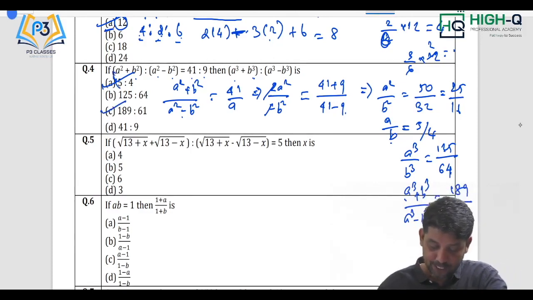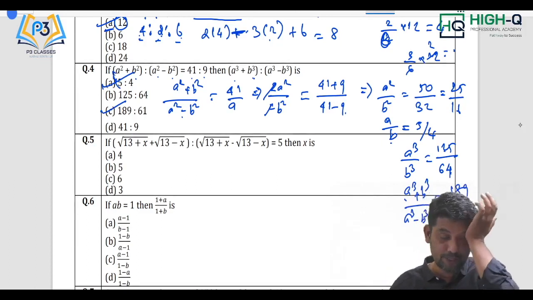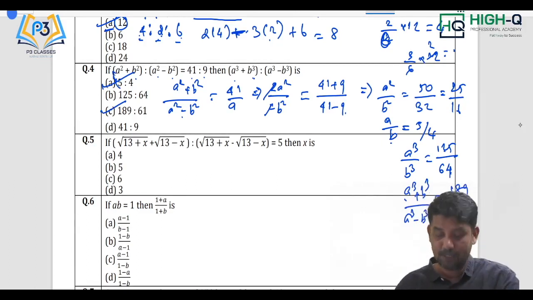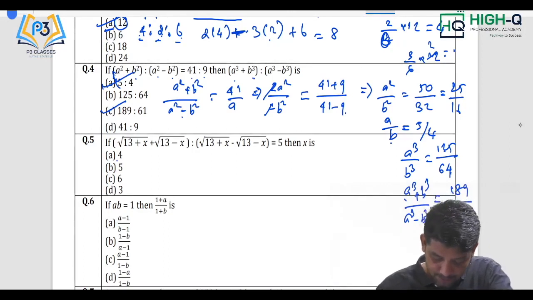Okay, next one. Root of 13 plus x plus root of 13 minus x, divided by root of 13 plus x minus root of 13 minus x, is equal to 5. We have to find the value of x. The best method is what, my dear? Trial and error method. First, I'm trying option A. 13 plus 4 is 17. No, it's a prime number. Under the root, I don't want a prime number.